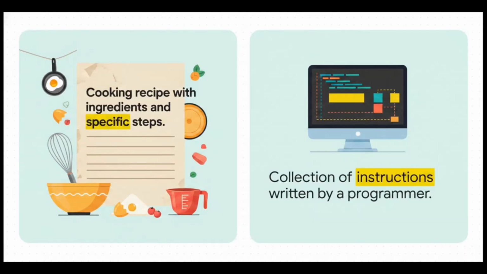I want you to think of a standard cooking recipe. It's got a list of ingredients and a specific set of steps to cook your food, right? Well, a computer program is exactly the same thing. It is literally just a collection of instructions written by a programmer. That's the whole shebang. Comparing coding to following a standard cooking recipe is absolutely the best way to understand it. You give the computer step-by-step instructions and it follows them to perform a task. When you look at it that way, it's an incredibly familiar and logical process.